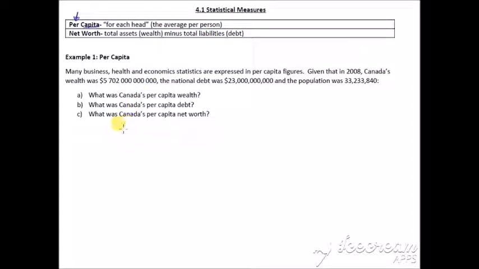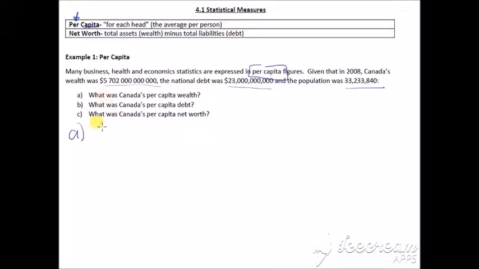Okay, so example 1. Many business, health, and economics statistics are expressed in per capita figures. Given that in 2008, Canada's wealth was this much money, the national debt was this much money, and the population was this much. We're going to calculate these three things, okay? So Canada's per capita wealth.